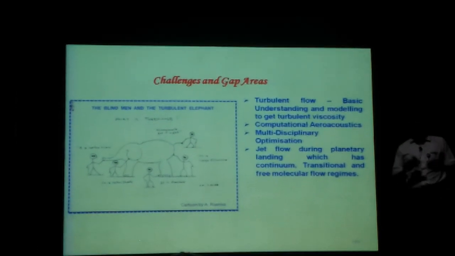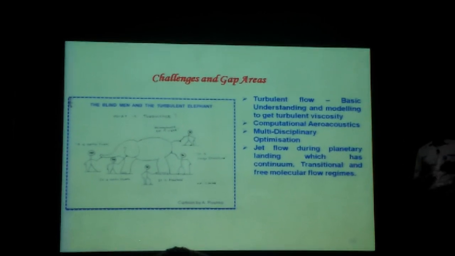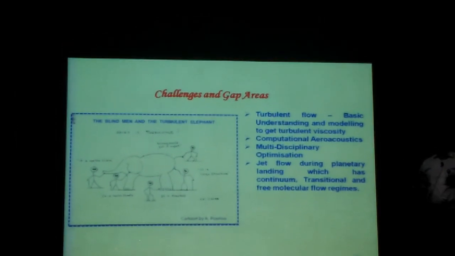Wherein the computing standards required are also very, very high. You want to do larger simulations or higher Reynolds number simulations. Your grid size is something like Re to the power 9 by 4. So with Re to the power 9 by 4, you can imagine billions and billions of cells.